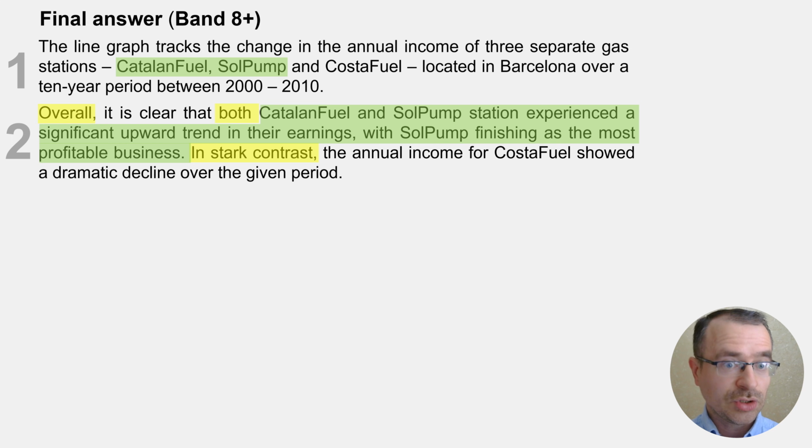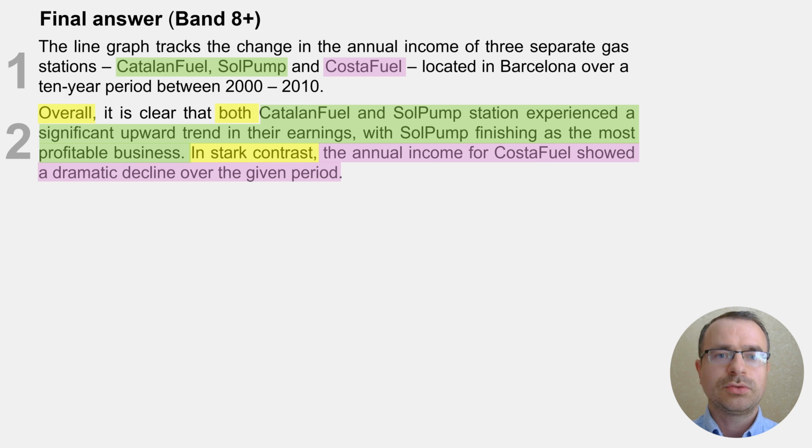And then we say "in stark contrast". What is the contrast? The contrast is Cost of Fuel, whose trend is the downward one, right? So the annual income for the Cost of Fuel showed a dramatic decline, and so on. So we expanded, we talk more about the Cost of Fuel here. And that's it for the second paragraph. As you see, there are no numbers here.